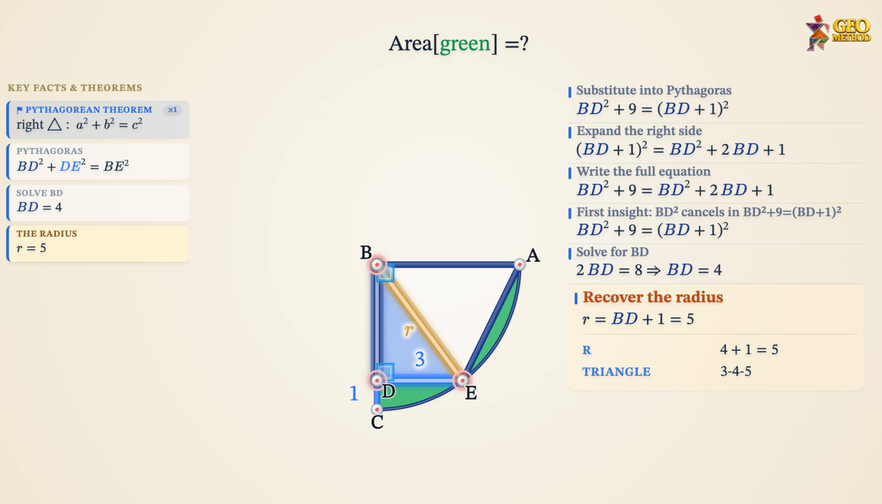The radius is BD plus 1, which is 5. So triangle BDE has legs 4 and 3 with hypotenuse 5, the familiar 3, 4, 5 right triangle. With R equal to 5, the whole figure is now fully measured.